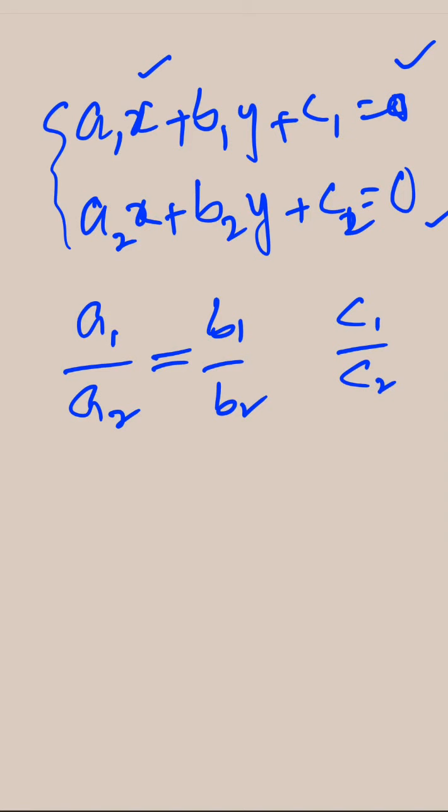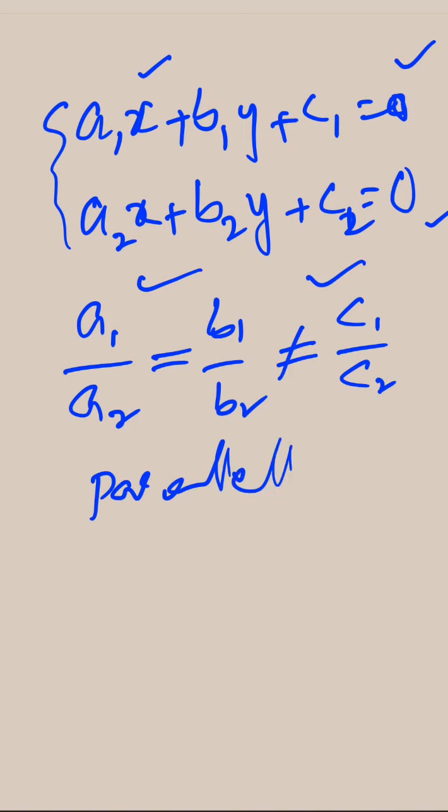If the constants are not equal, that means a1 by a2 is equal to b1 by b2, and the next concept is c1 by c2 is not equal. These two are equal and this one is not equal. Then the lines are called parallel lines. If this condition is satisfied, a1 by a2 is equal to b1 by b2 and it is not equal to c1 by c2, then the lines are parallel lines.